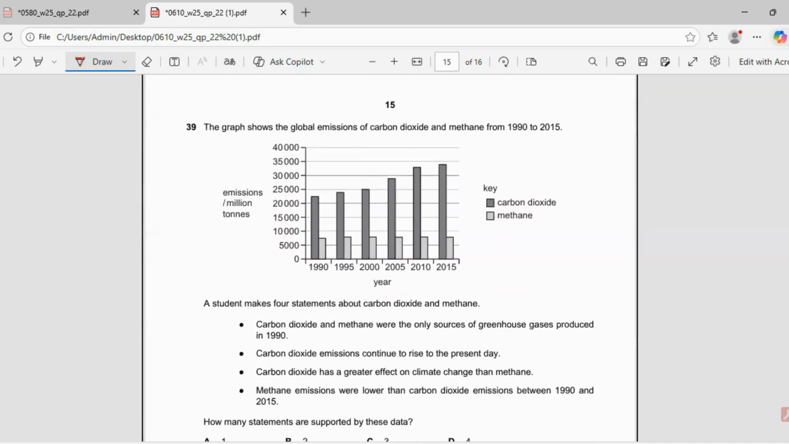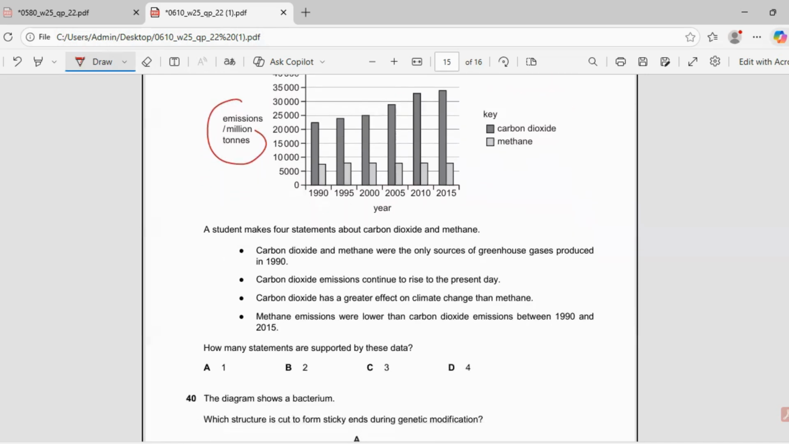Now coming to the 39th question, you see there is a graph over here that shows the year plotted on the x-axis and emissions of carbon dioxide and methane from the year 1990 to 2015. So what do we find out? A student makes 4 statements about carbon dioxide and methane. Now in these 4 statements, you have to select how many statements are supported by this data given. So you need to go by this data given.